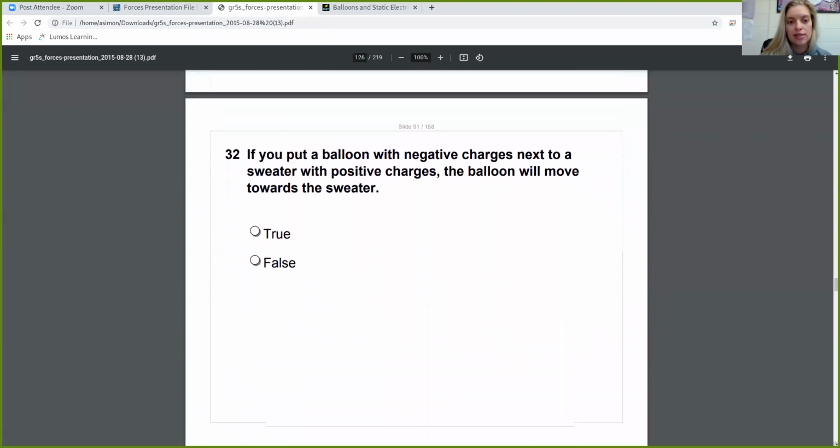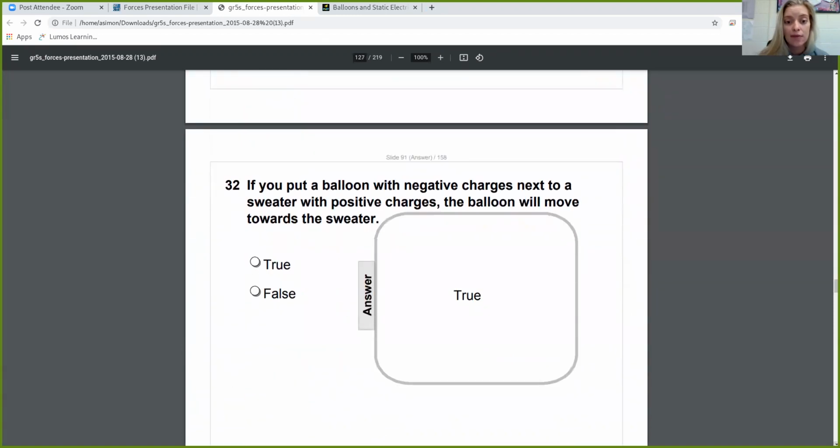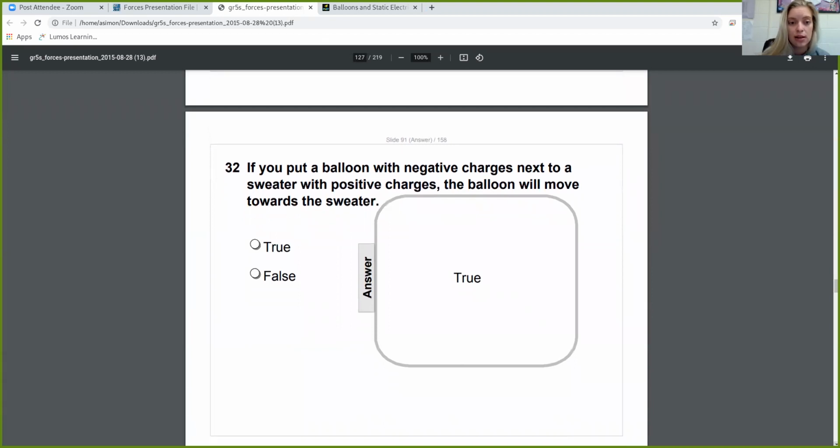All right, so let's go over these. If you put a balloon with negative charges next to a sweater with positive charges, the balloon will move towards the sweater. True or false? I'm putting a balloon with negative next to a sweater with positive. Are they going to stick together? You should have said true. Remember, positive and negative attract each other. They're going to stick.